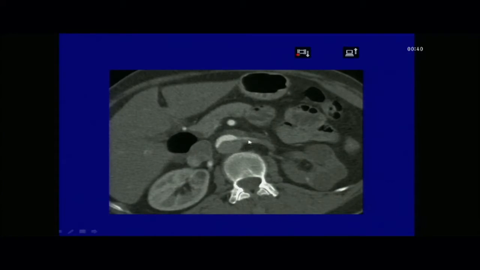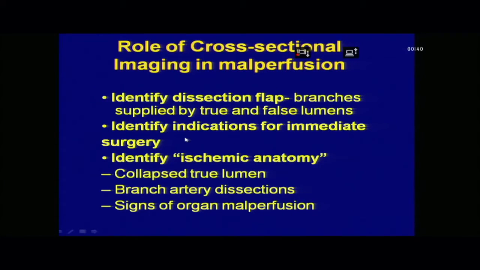This is a patient who has had total obstruction of the left renal artery. You can see the nephrogram is not opacified at all, and on the right side there is normal opacification of the kidney. So it is important that we identify this dissection, identify whether it is a dynamic or a static dissection, because the intervention modalities are different for the two, and we should identify the collapsed true lumen, which branch artery is dissecting, and we should also look for the signs of organ malperfusion, which if present should indicate immediate treatment.